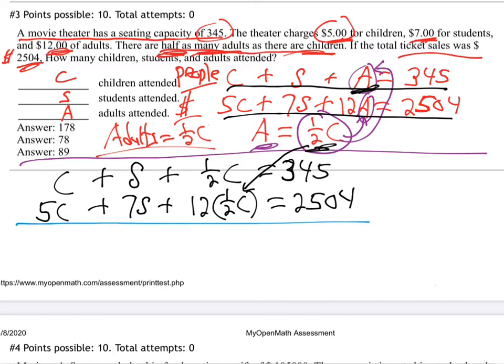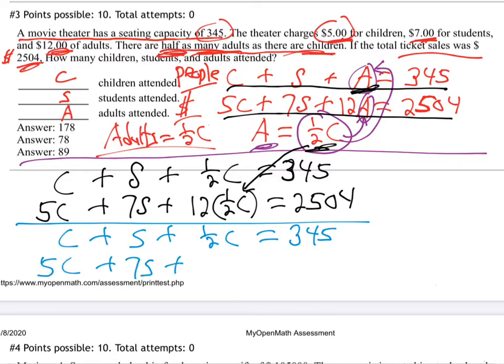Now, can we clean those equations up a little bit? Well, yeah, we could. Let's see, the first equation, C plus S plus a half C is 345. The second one, 5C plus 7S. What's half of 12? Half of 12 is 6, right? See what I did there? Okay, this is an S. Remember, my S's can look like 5s. Got to be careful here.